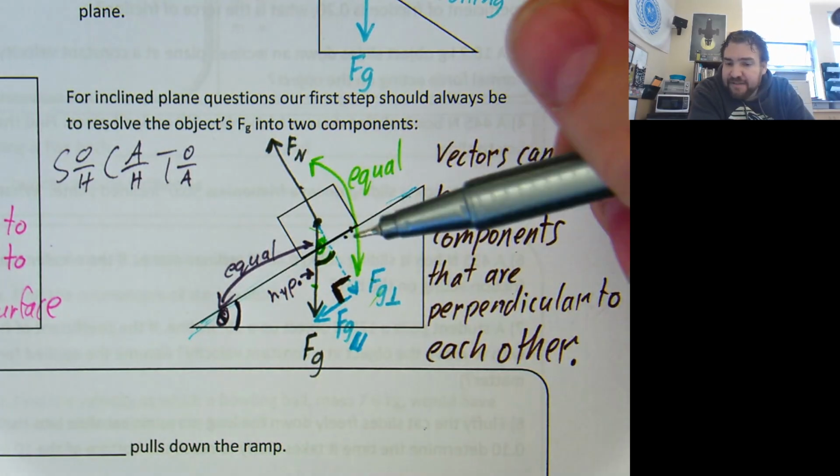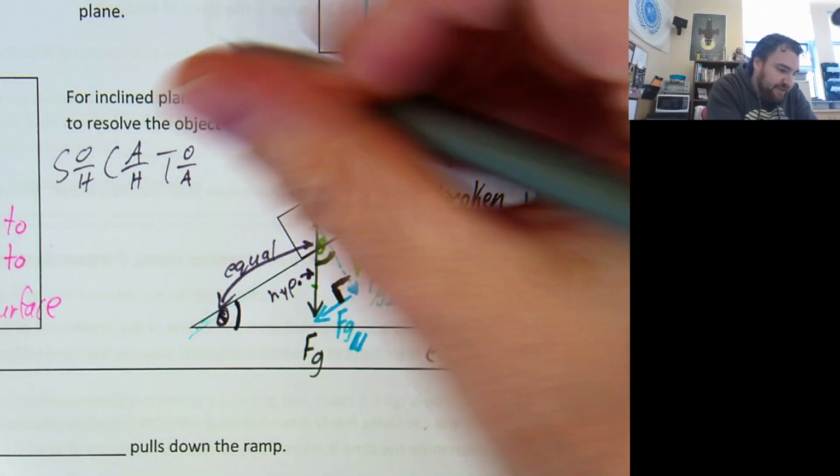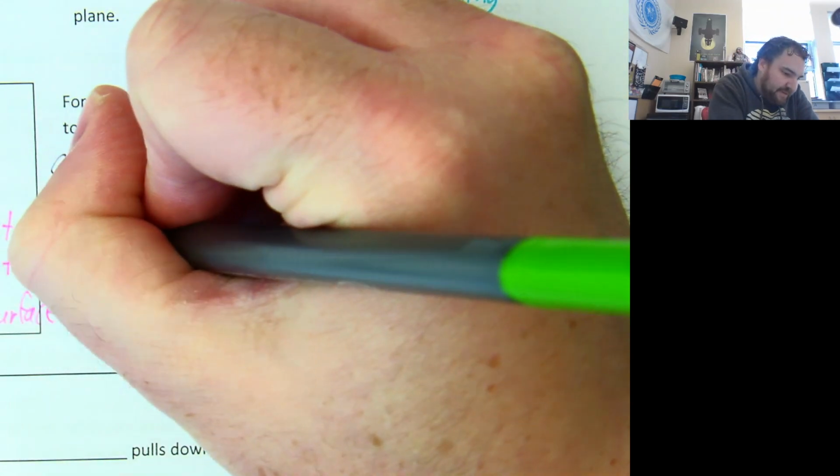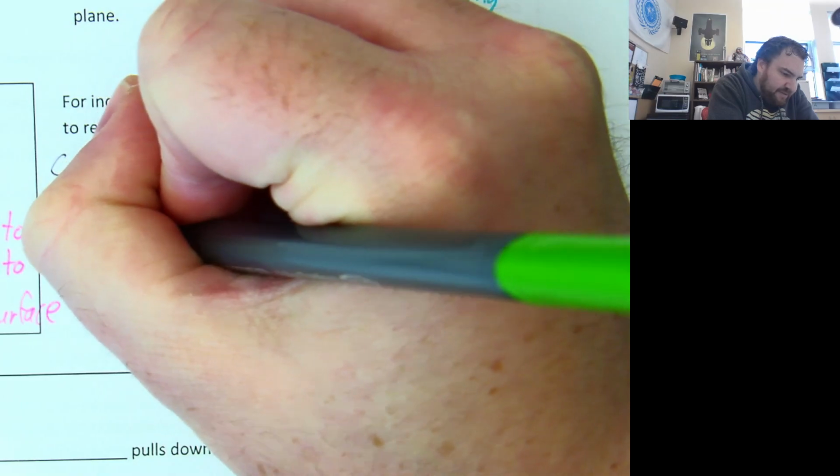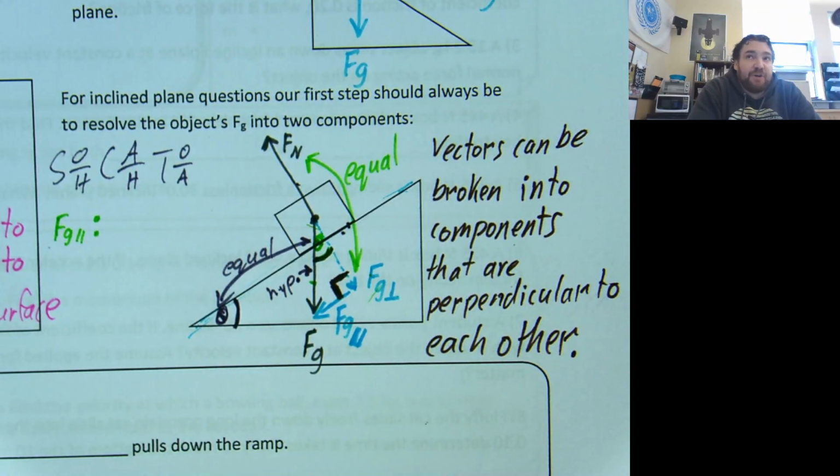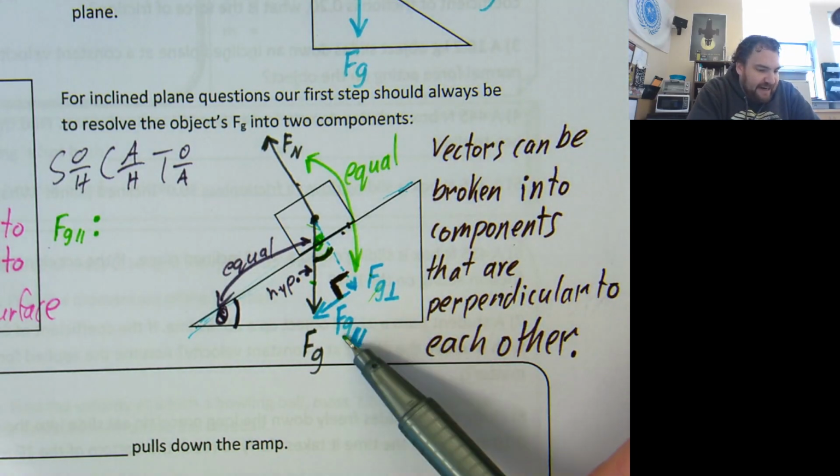Let's do, what did I do first last semester? I did Fg parallel first last semester, so let's do that one here. Right, small, leave some space. I want to find an expression for Fg parallel first. Fg parallel is this guy down here.